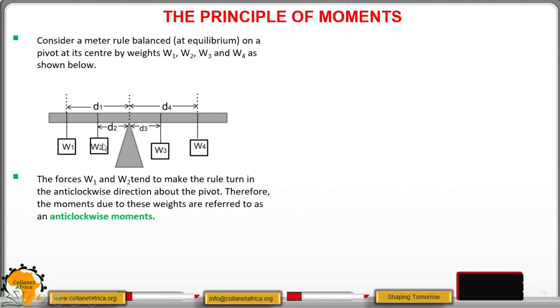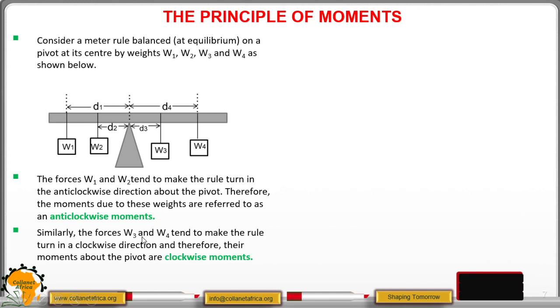So what we mean here is, if for example we remove this and this, how will this ruler behave? Of course, it will behave as if it wants to turn toward this direction, it wants to fall onto this direction. Therefore, that is what we are calling anti-clockwise moment.